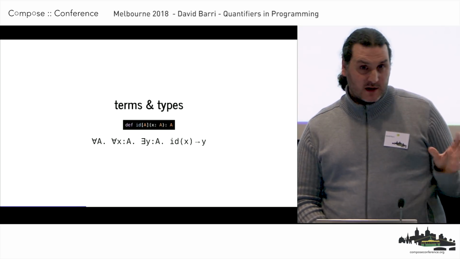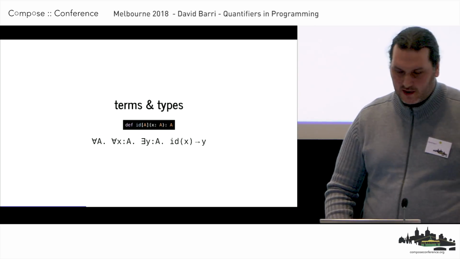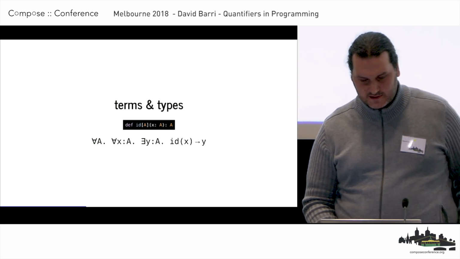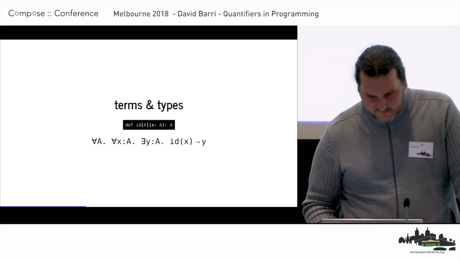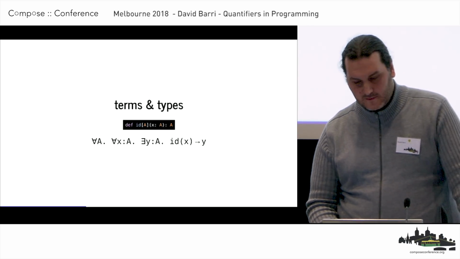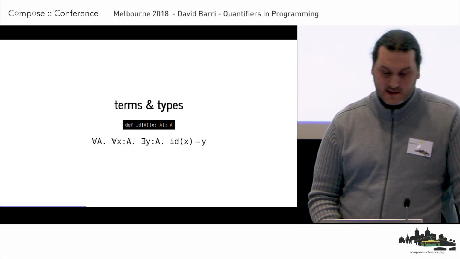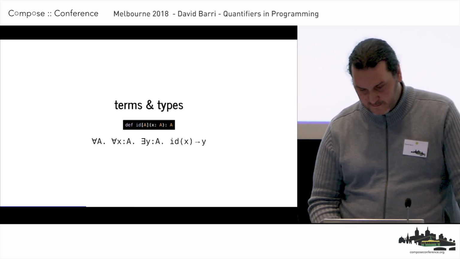And we can combine both notations and represent both types and terms in the same logical statement. So if we look at identity again, we can say for all types A, for all values x of type A, there exists a y of type A such that id of x implies y, sorry.